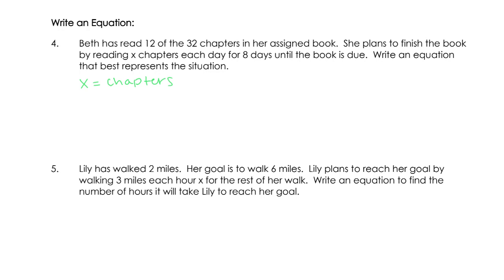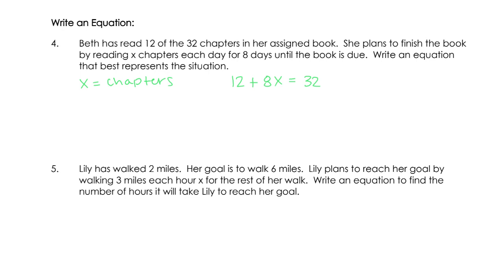So Beth has read 12 of the 32. She already has 12 under her belt. She's ready to go for those 12, doesn't have to read any more in regards to those 12. Now, she has to read on top of that. So we have to add to that x chapters each day for 8 days. What I would do is take 8 and multiply that by the number of chapters that she would need to read each day. So then we would have plus 8x and then equals the 32 total chapters that she has.